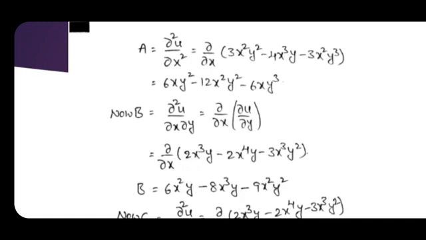So here y is constant, 3 is also constant in the first term. So 3 and y square are constant. x square differentiation will be 2x. So 3 into 2, that will be 6x. So here we do partial differentiation with respect to x.